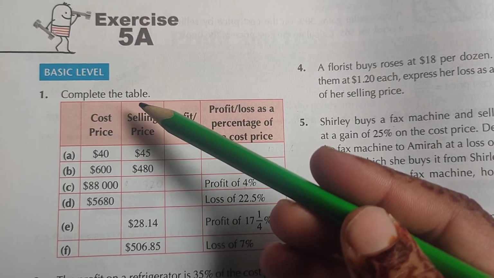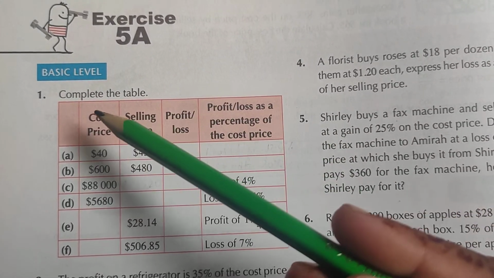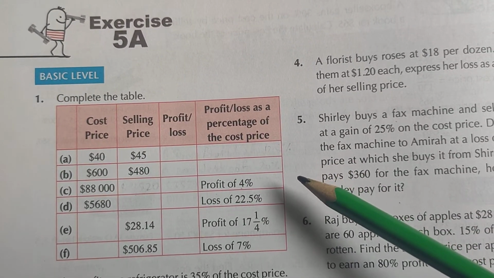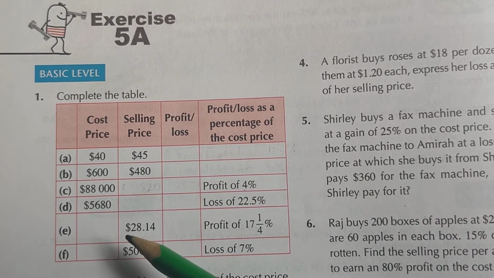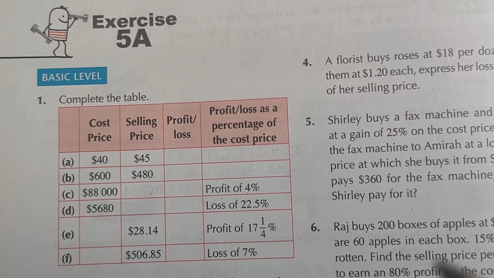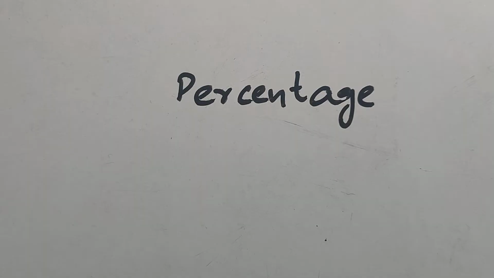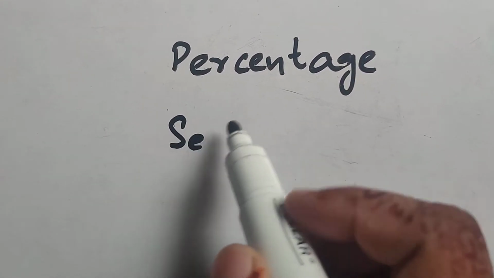So before moving towards this table, question number 1, where we have been provided with 4 columns: cost price, selling price, profit and loss, and its percentage. So we are going to learn something about what basically is a percentage and what is profit and loss. It's basically something selling and buying of goods, right?